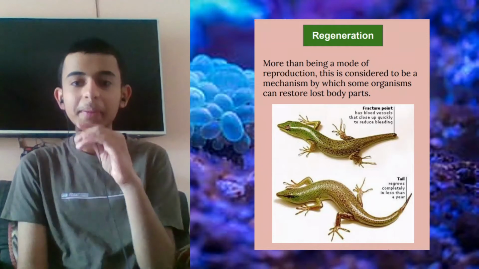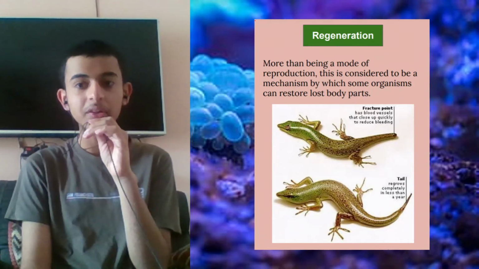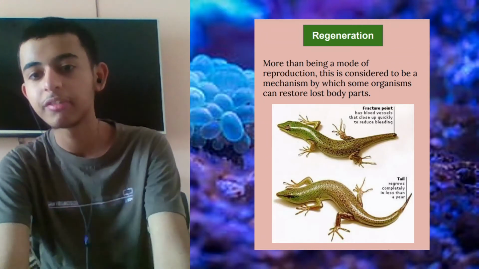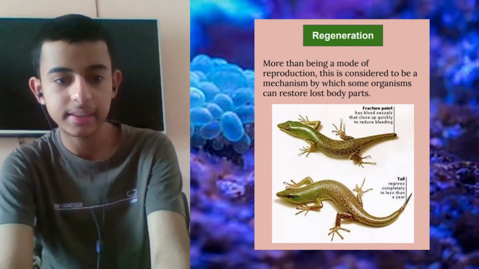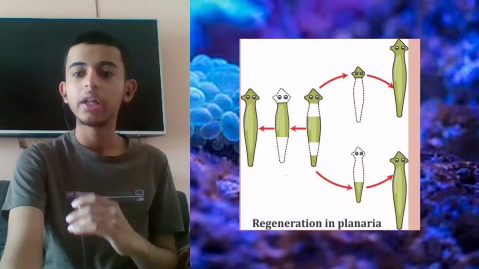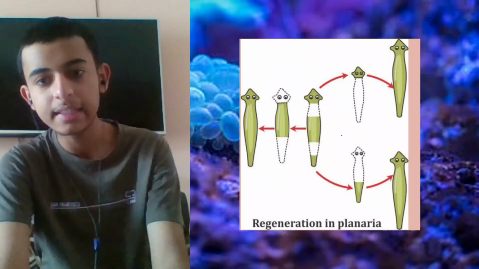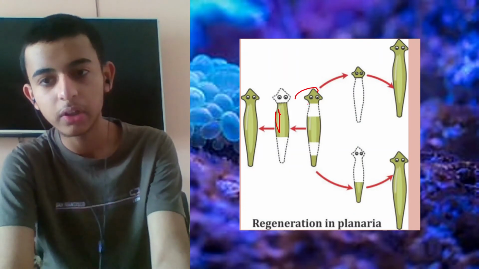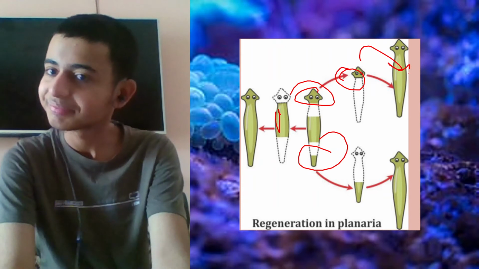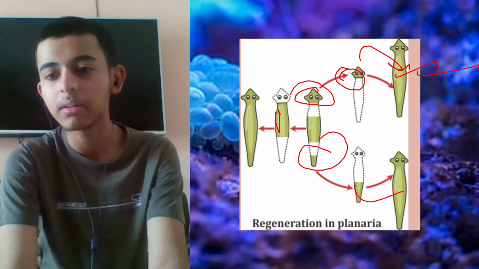More than being a mode of reproduction, this is considered to be a mechanism by which some organisms can restore lost body parts. So what happens if a lizard has lost its tail? It can get it back through the process of regeneration. You can see regeneration in planaria. Planaria got cut into three pieces: the middle part, top, and bottom. The top part regenerated to form a new planaria. Bottom part, new planaria.